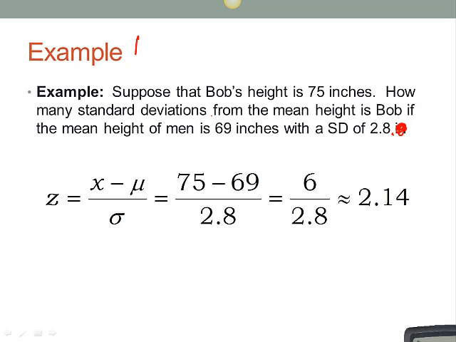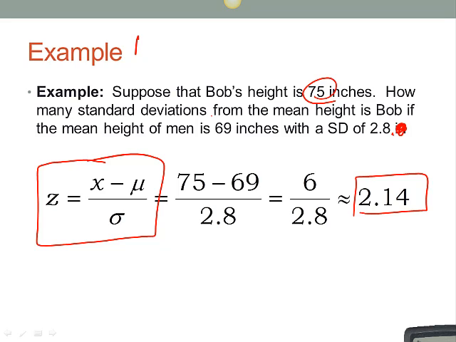Here is our formula. Our x is the individual data value, 75. Again, this section is measures of position. We're trying to find where individual values fall within the bigger data set. So 75, how does 75 compare if we know a mean of 69 and a standard deviation of 2.8? So 75 minus the mean, 69, divided by the standard deviation of 2.8. 75 minus 69 is 6. 6 divided by 2.8 is 2.14. I assume you can do those calculations without me showing you. So Bob is 2.14 standard deviations above the mean.